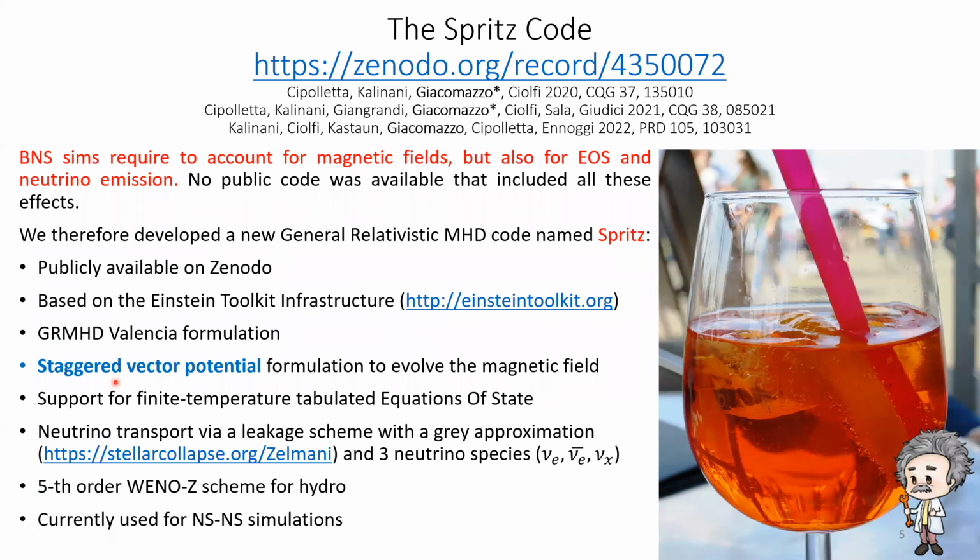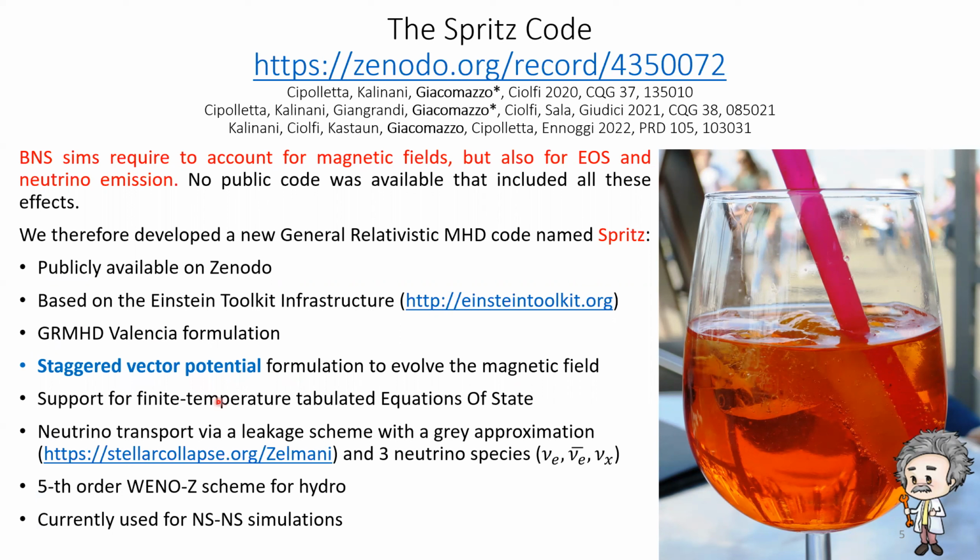So the code, as I said, is publicly available on Zenodo. It's based on the Einstein Toolkit infrastructure. As many of the codes that I mentioned before, it uses the Valencia formulation, which is essentially a way to rewrite the equations of relativistic magnetohydrodynamics in a flux-conservative form. It uses a staggered vector potential formulation.